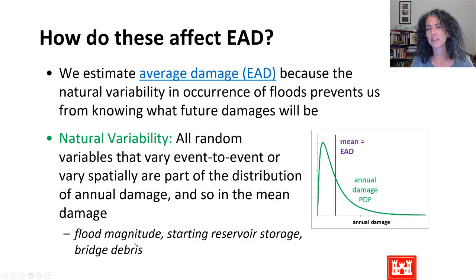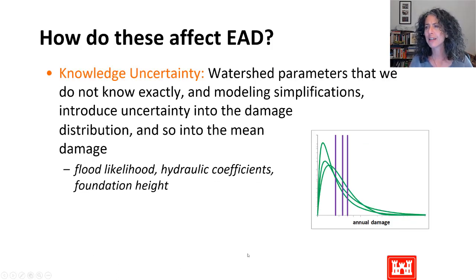So these are things like flood magnitude, the starting reservoir storage, maybe bridge debris, things that will change from event to event. Right, then the knowledge uncertainties, on the other hand, these are parameters in the watershed models. Maybe they're parameters of our probability distributions of natural variability. There's anything in the analysis that we don't know well. And so each of these things is going to affect what the damage distribution looks like.